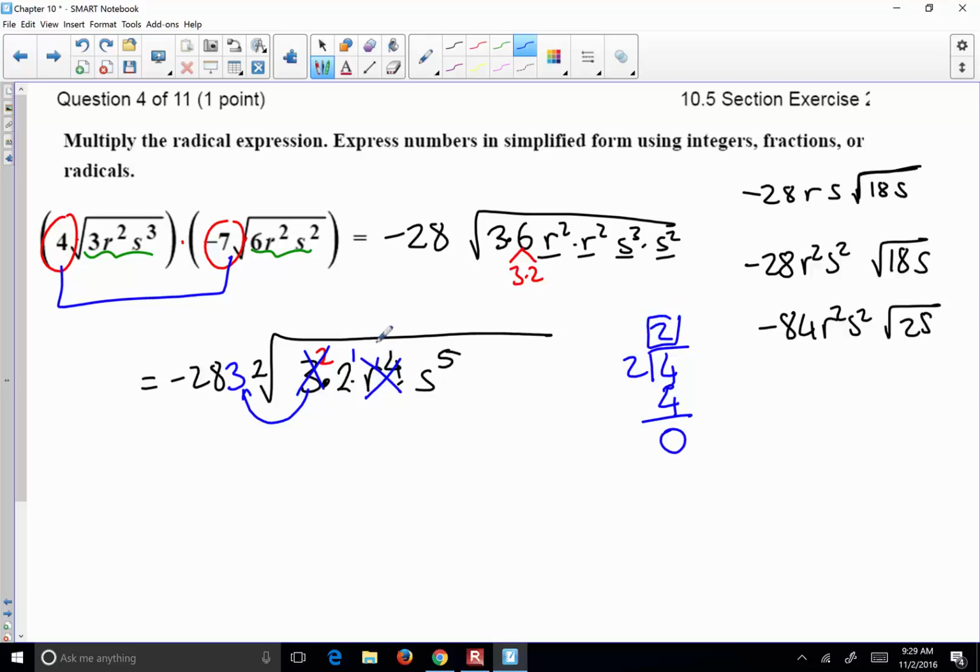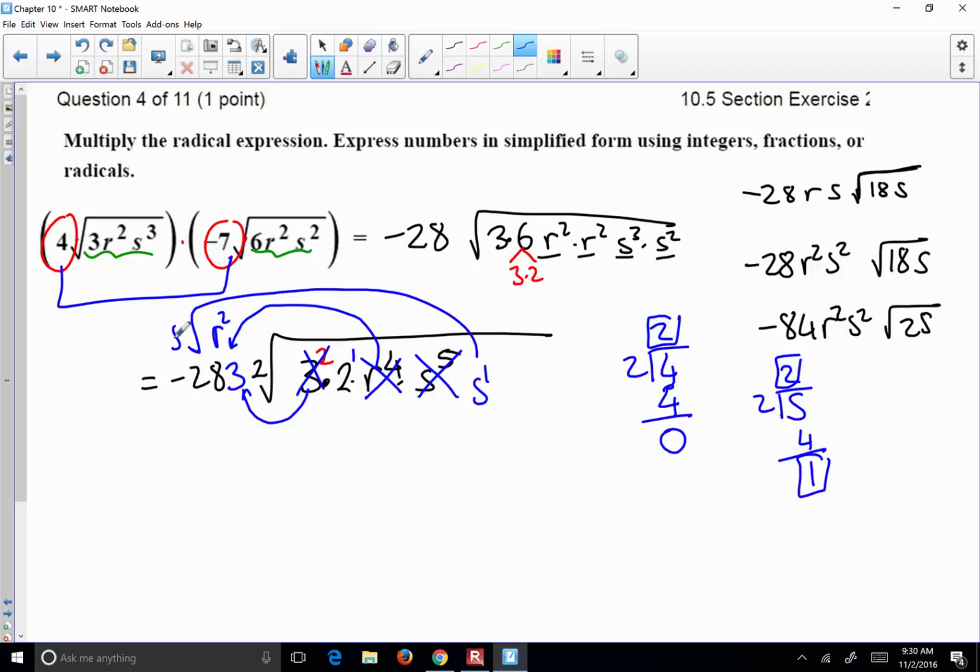It's r squared. So this guy comes as r squared here. And this 5, 2 goes into 5 twice, 1 left. One of the s's will stay in as to the 1. Two of the s's will escape. So r squared, s squared, 28, and 3 times of it is the free guys now.